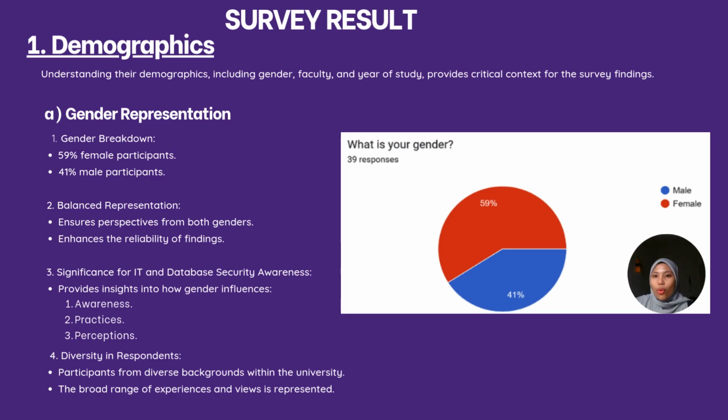Survey result number 1 is demographic. This section provides additional background information about the university student survey, focusing on their demographics, including gender, faculty, and year of study. This detail offers valuable context for understanding the survey findings and identifying patterns in IT and database security awareness. So chart number 1 is gender representation.